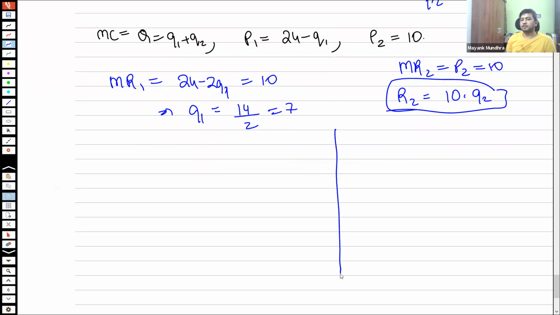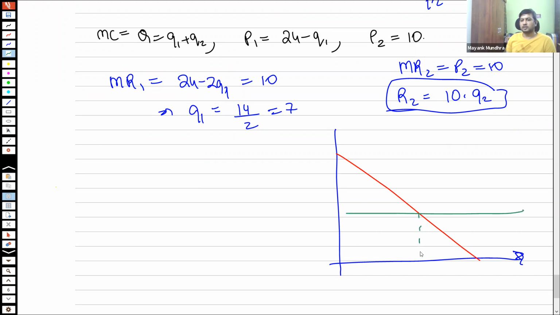So basically, if I plot the curve for MR1 and MR2, MR1 looks like this, and MR2 is looking like this. And this intersection happens at Q1 equal to 7, which means that marginal revenue in the first market is higher for the first 7 units. And after that, it is going to be higher in the second market. So the first 7 units should go in the first market.